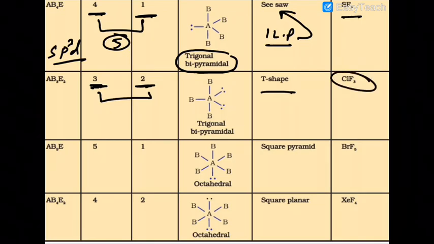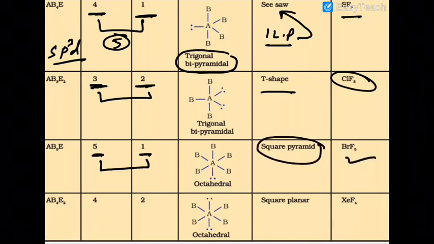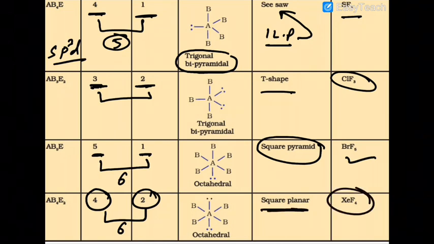If there are five bond pairs and one lone pair, then you have a square pyramidal geometry, BrF5. If you have four bond pairs and two lone pairs, total is 6, then you have a square planar geometry, as in case of XeF4.